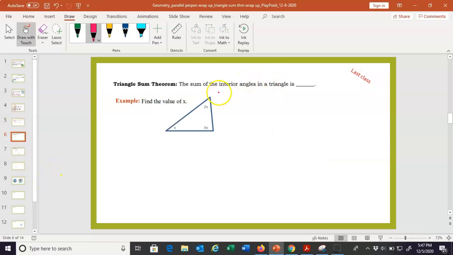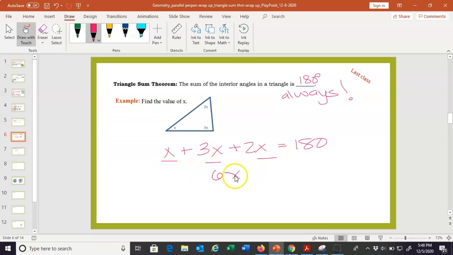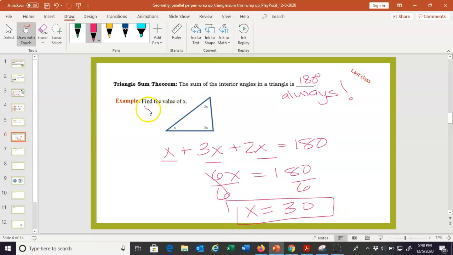Our triangle sum theorem says that the sum of all 3 interior angles in a triangle is 180 degrees, always. So the measures of a triangle always add up to 180 degrees, no matter what kind of triangle it is. So we can find the value of x here because we know they're all going to add up to 180. And we can solve this for x. So we'll combine like terms. We got 6x equals 180, and then divide by 6. So x is 30. And that's what it wanted us to do, find the value of x.